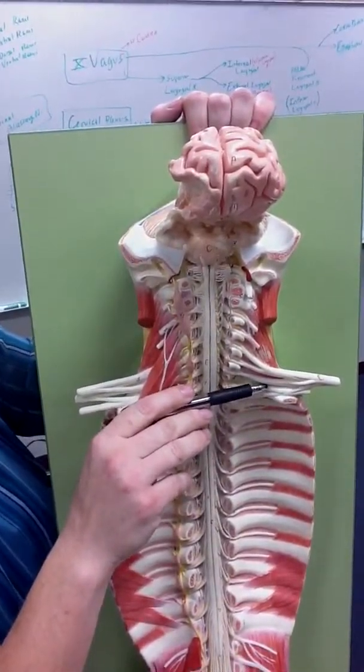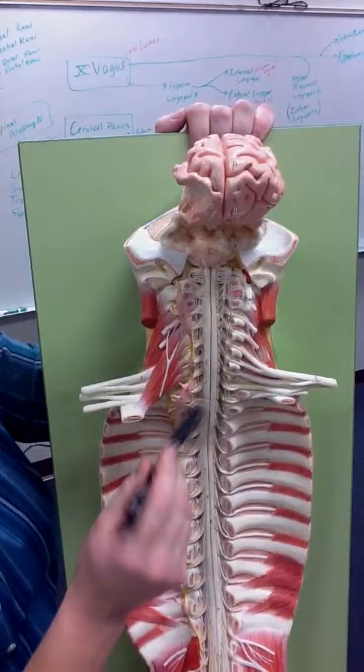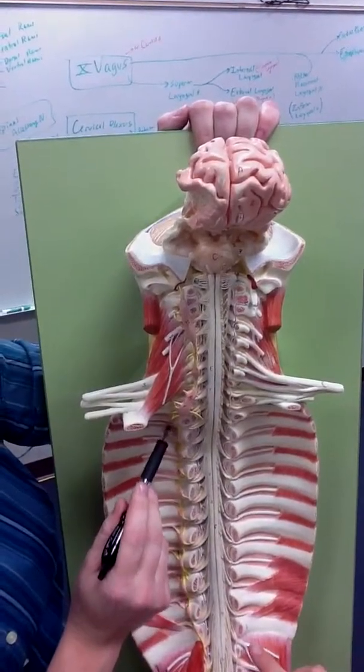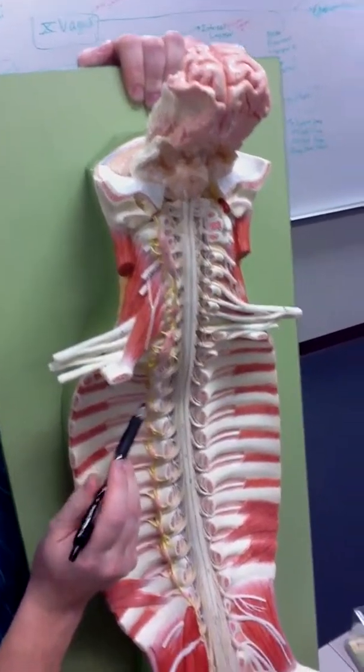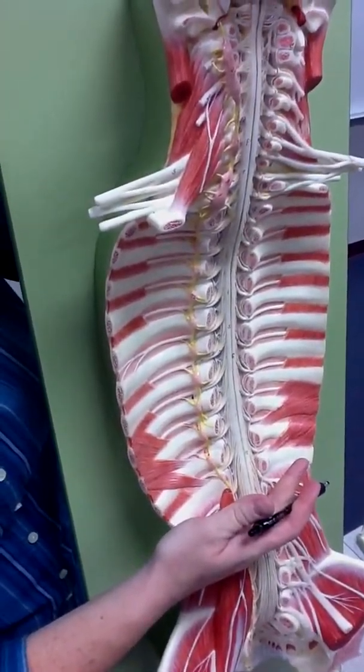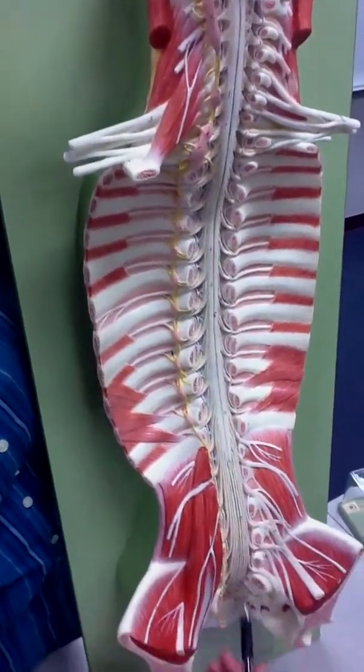If you are above T1, you have only gray rami communicants. So I see the ones coming up front, they're white. These ones are white and gray down here, white, gray, white, gray, from T1 to L2. Then below L2, you only have gray again.